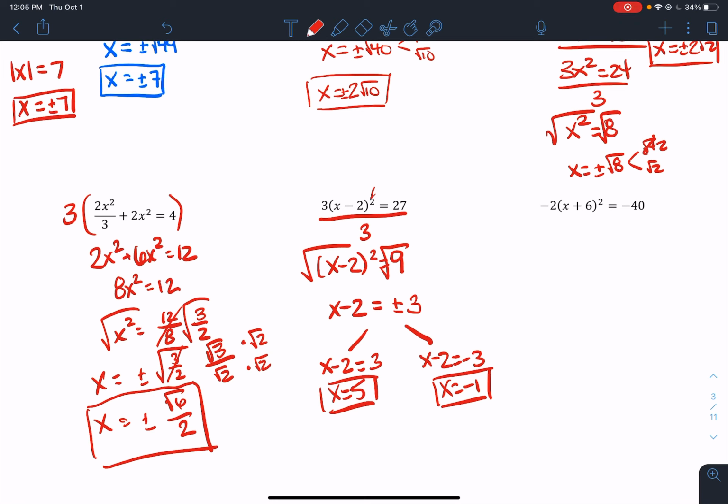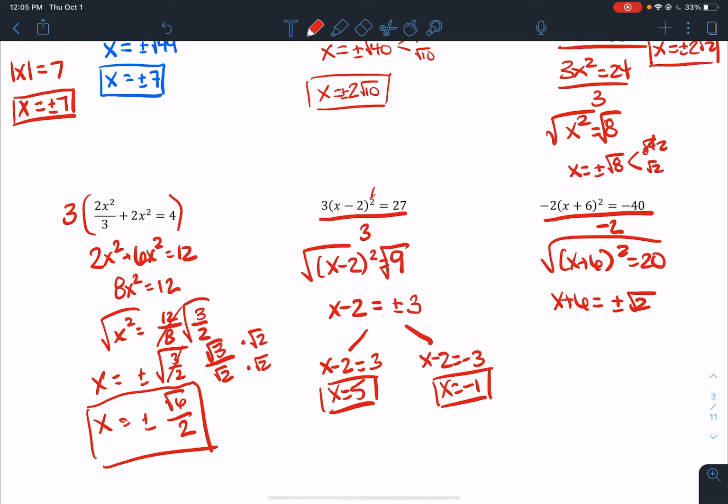Let's try that one more time. So I can't have the negative 2 in front, I can't distribute that in, so I'm going to divide it out. X plus 6 squared would equal 20 then. I take the square root of both sides. X plus 6 would equal plus or minus radical 20, which is radical 4 and radical 5. Radical 4 is 2. So x plus 6 equals plus or minus 2 radical 5.